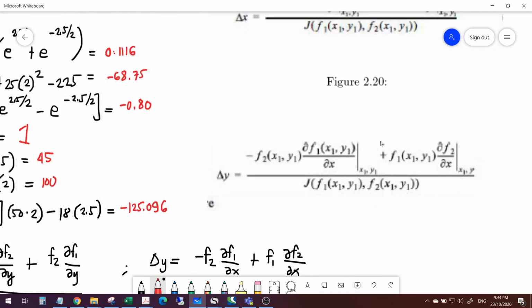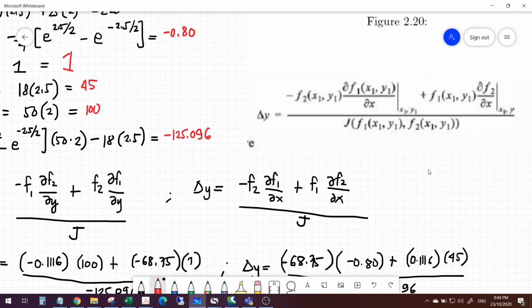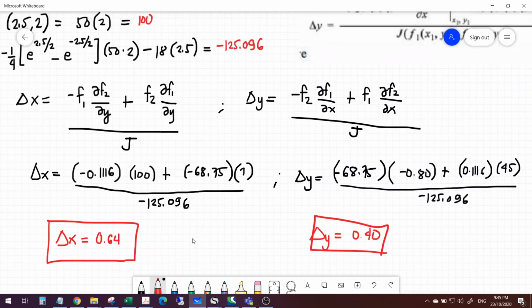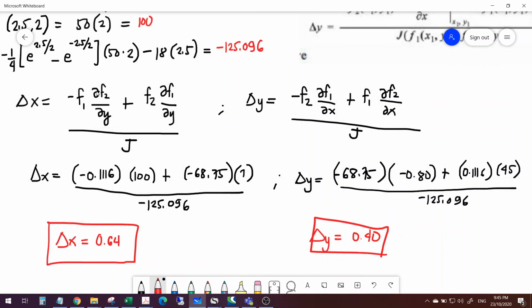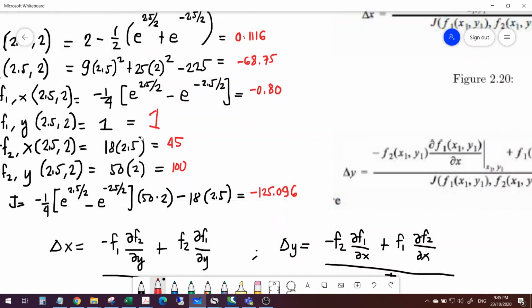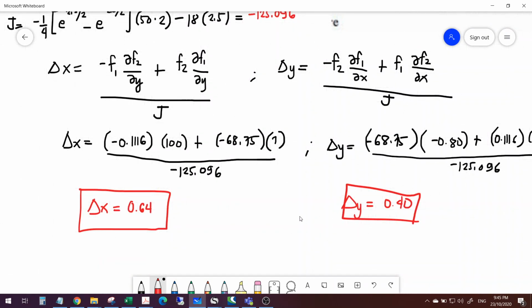Okay, and then substitute all those values into the formulas for delta x and delta y. I rewrite these two formulas here so that you can see the substitution of the values. For delta x: negative f1 df2 dy plus f2 df1 dy over the Jacobian. For the delta y: negative f2 df1 dx plus f1 df2 dx over the Jacobian. Substituting all the values above, you will get the corresponding delta x of 0.64 and 0.4 for the delta y.